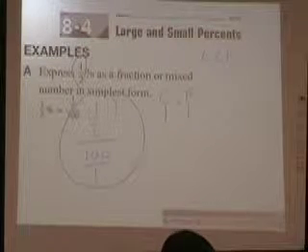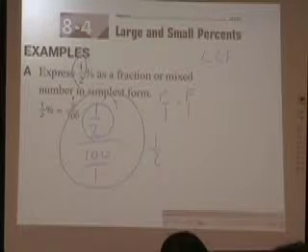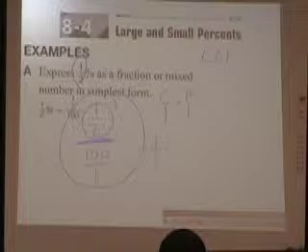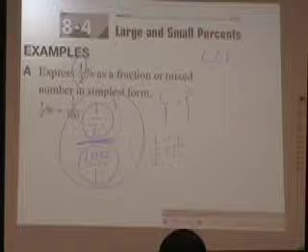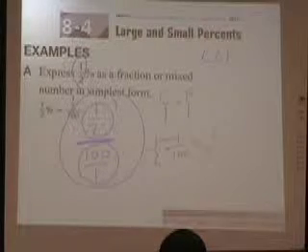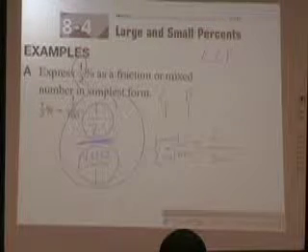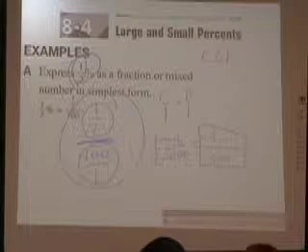Lead, change, flip. So we're going to leave the top one the same. We're going to leave it 1/2. We're going to change the divide into a what? Multiply, and we're going to flip 100 over 1 and make it what? 1 over 100. Now we just multiply. 1 times 1 is 1. 2 times 100 is 200. So what is 1/2% as a fraction? 1 over 200.